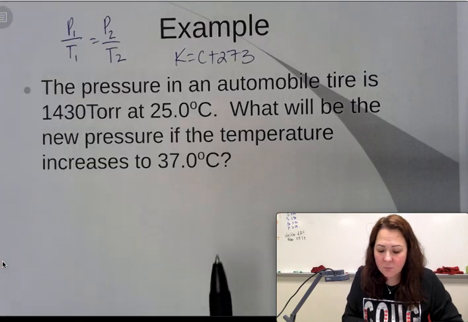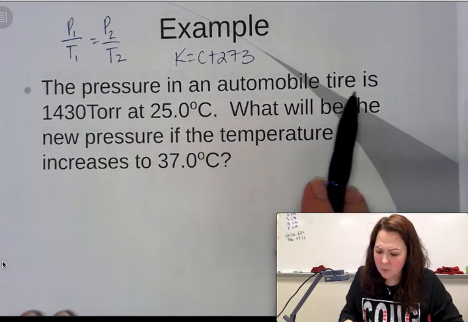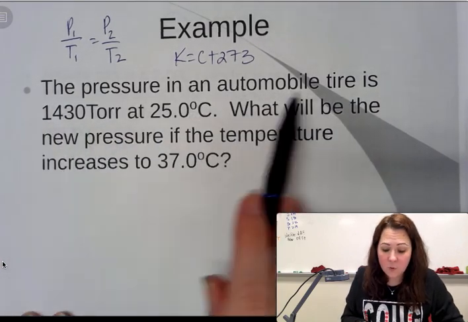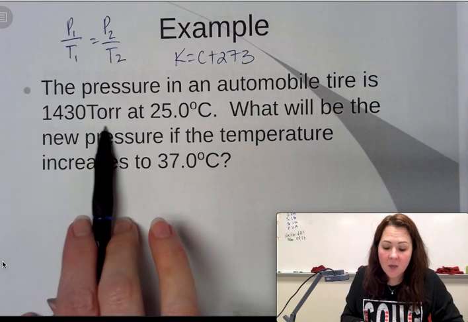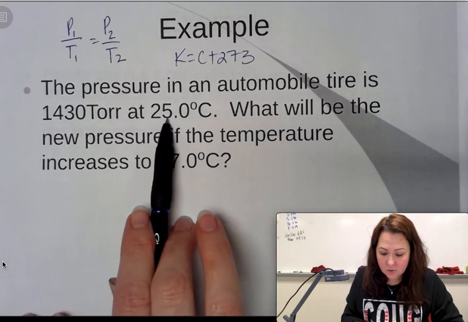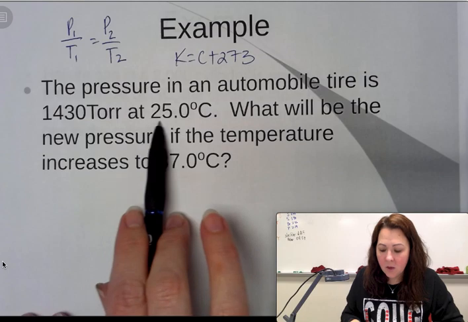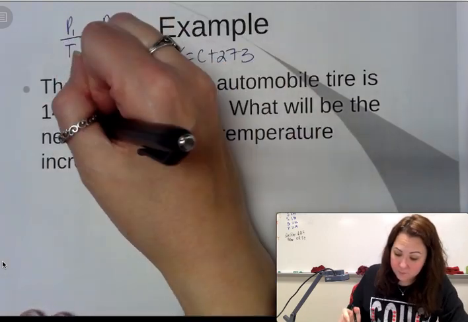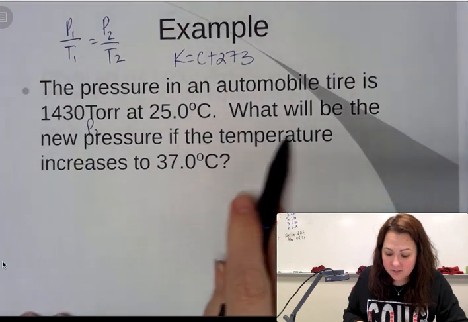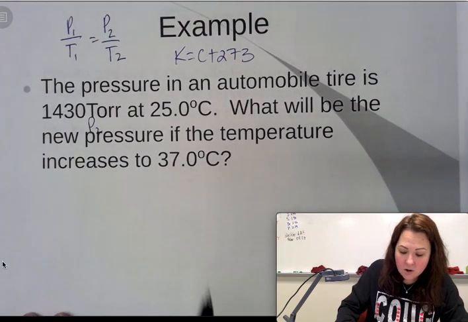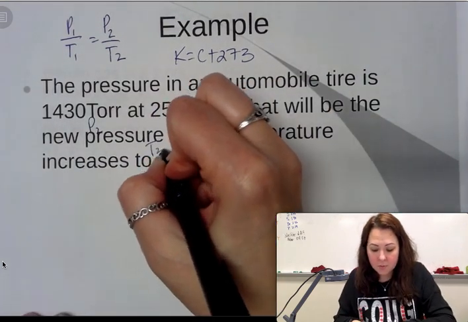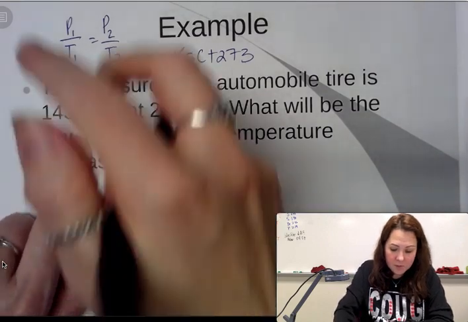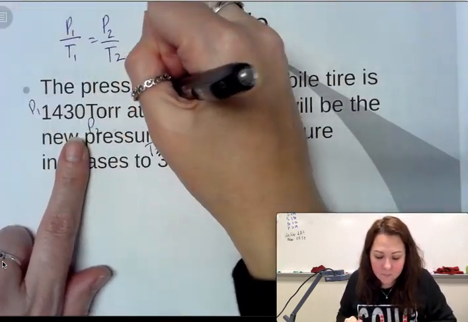This one says the pressure of an automobile tire is 1,430 torr at 25 degrees Celsius. Those two numbers are tied together. What is the new pressure? The new pressure is P2, if the temperature increases to 37 degrees Celsius. So already I know that that's T2. Those two numbers are together, which means that this is P1 and this one is T1.